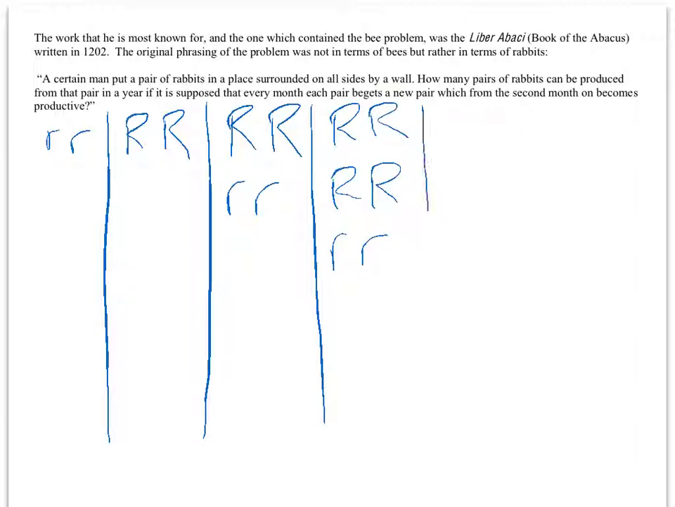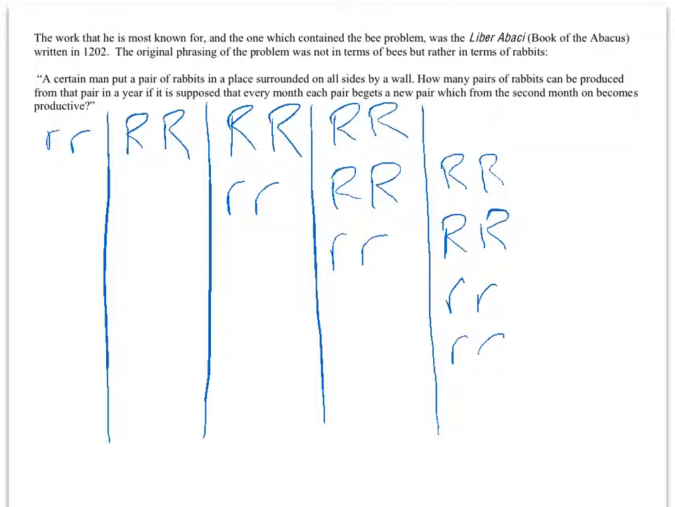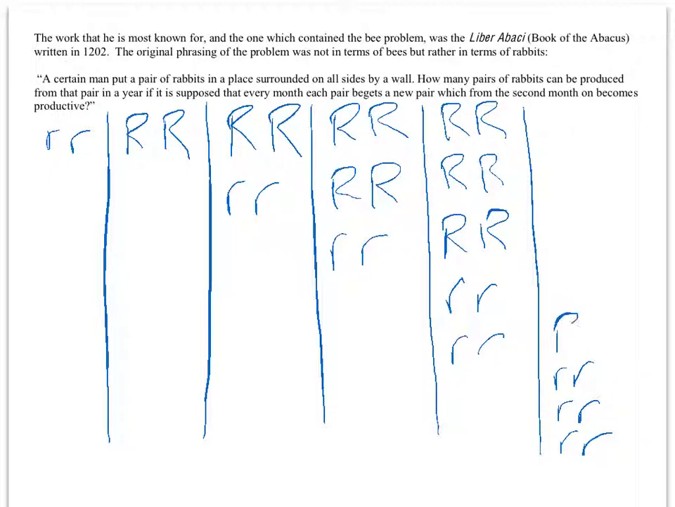Okay. So now we move on to the next month. I now have two sets of adults that can reproduce. So I'm going to have two new sets of babies. And all the other rabbits still exist. The rabbits that were babies in the previous month are now adults. And the two adult rabbit pairs are still there as well. So now, let's look at month six. I have three pairs of adult rabbits. They each produce a pair of babies. And all the rabbits that were there in month five still exist. And if they were babies in month five, now they're adults.